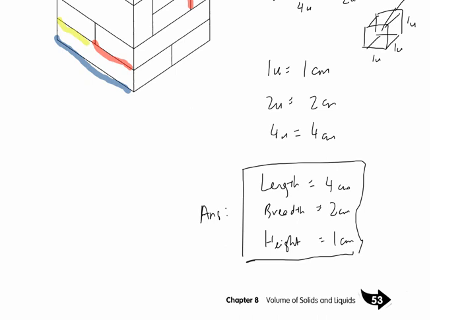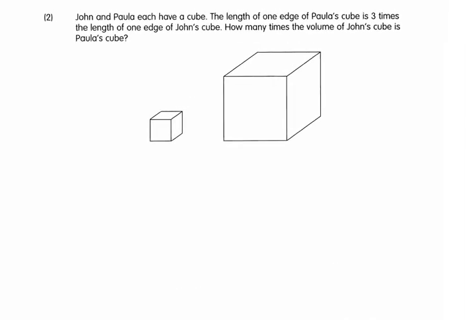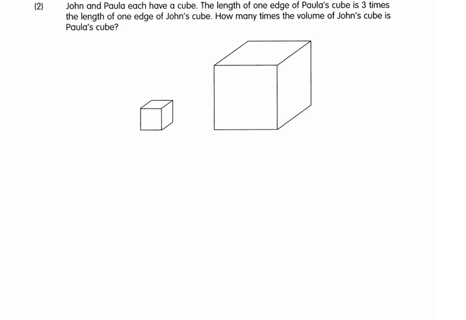John and Paula each have a cube. The length of one edge of Paula's cube is 3 times the length. So in other words, if this is 1 unit, here is 3 units, right? Correct or wrong? Okay. How many times the volume of John's cube is Paula's cube?